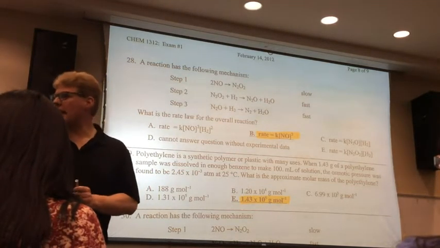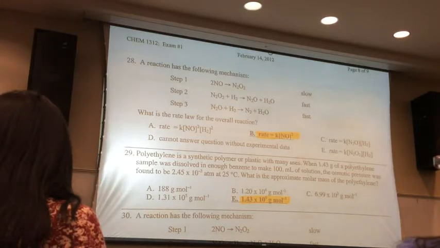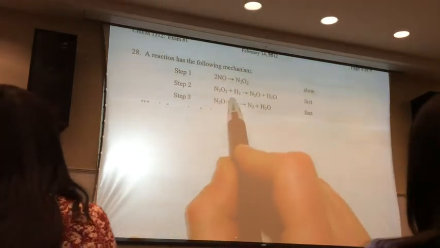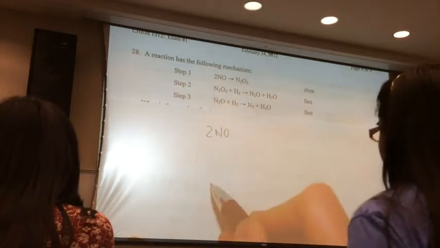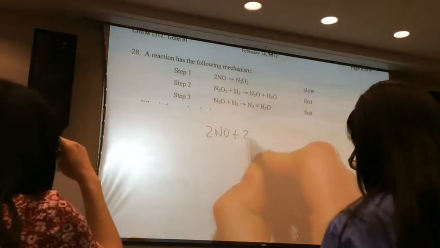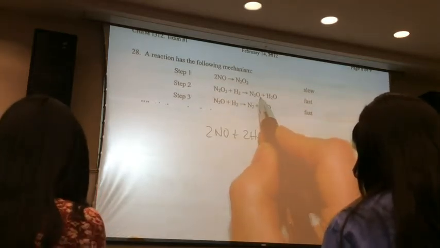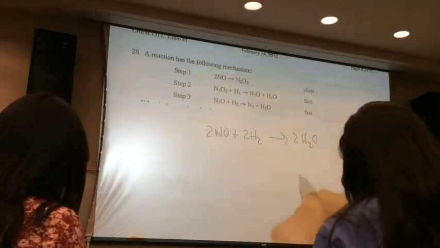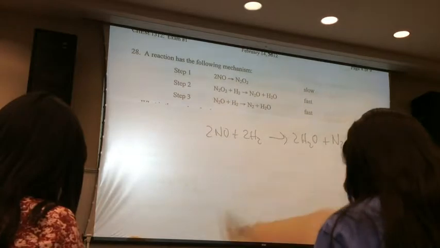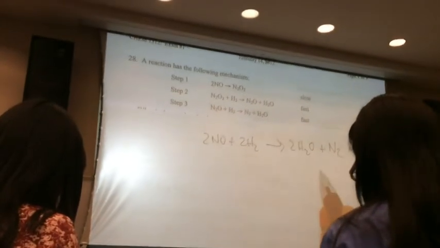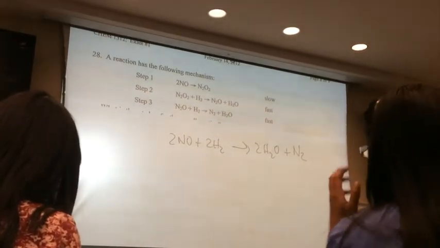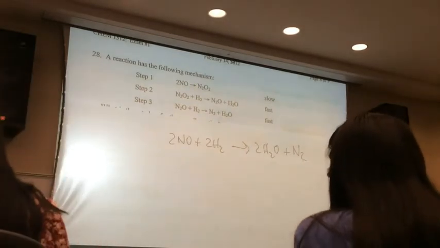If I add these all together, your overall reaction is going to be what? Let's do that. I've got 2 NOs. N2 and N2 cancel. I've got hydrogen and hydrogen, so I've got 2 H2s. N2O and N2O cancel. I have water, so I have 2 waters on this side, and I have an N2 on this side. Does that balance? 2 N's, 2 N's, 2 oxygens, 2 oxygens, 4 hydrogens, 4 hydrogens. So there's the overall reaction. I just added these 3 together.